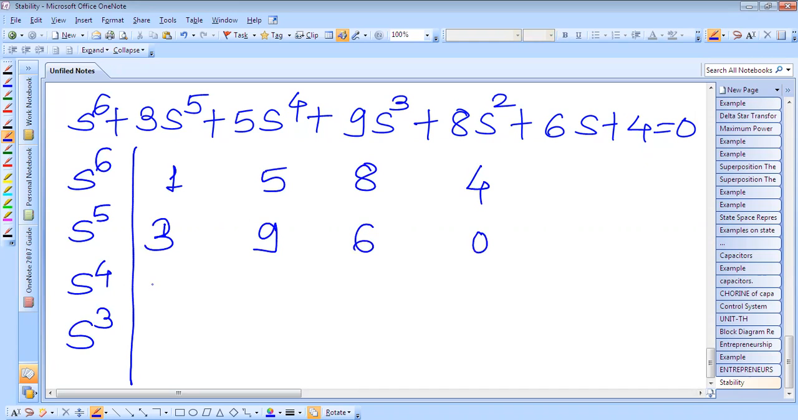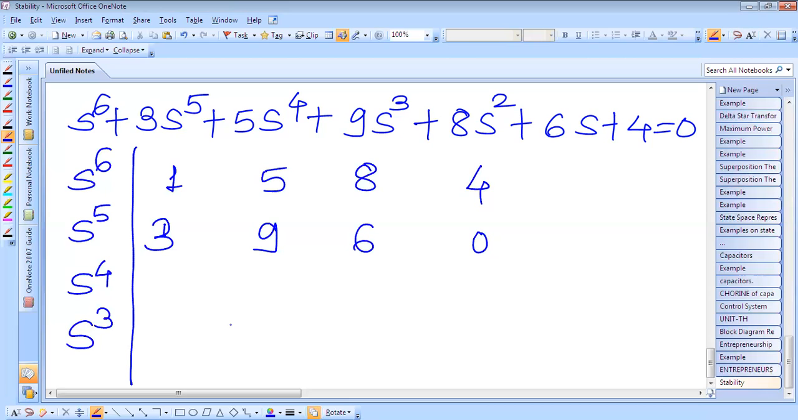So how can this first element be found? In the previous example, we have seen that we got the first element of one row as 0. When one row has a 0 element in its first position, then what will happen? Your Routh array will break down. We cannot continue further. So we replaced 0 by epsilon and continued the Routh array.